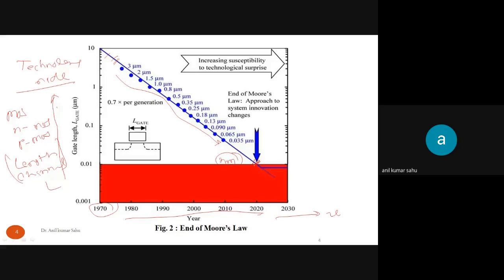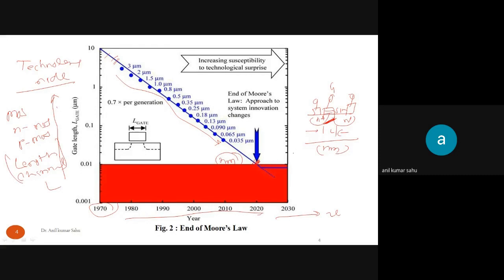So what happens hereafter to the device channel length? Where is the channel length? You know that this is a gate, and this is the SiO2 layer. This is a source, and this is a gate. Between the source and the gate there is a channel length. This length has been lowered into the nanometer range.